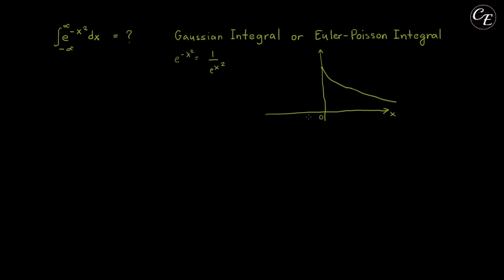If x is decreasing from 0 to negative infinity, the value of our expression should be the same as if x is increasing from 0 to positive infinity. So we will have a graph similar to the one when x is positive. So this graph from negative infinity to positive infinity is e raised to negative x squared. Now the value of this integral should be the area below this graph.